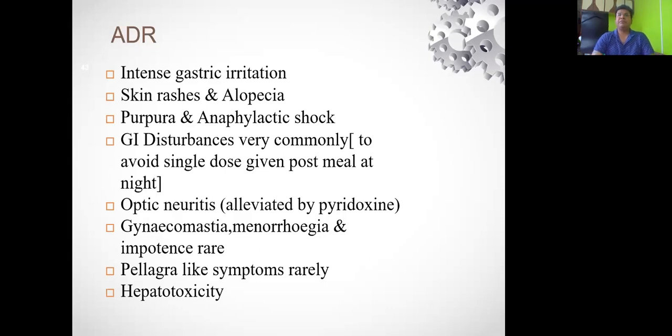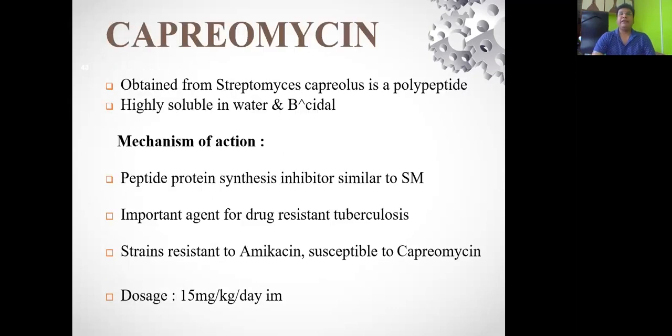And apart from that, it may also cause hepatotoxicity. So it has a battery of side effects extending from the GI to skin rashes to alopecia, anaphylactic shock to optic neuritis, and the endocrinal side effects like gynecomastia, menorrhagia, impotence, and pellagra-like syndrome, including hepatotoxicity, can also be seen with ethionamide. Then we come to the next drug, which is called CAPREOMYCIN.